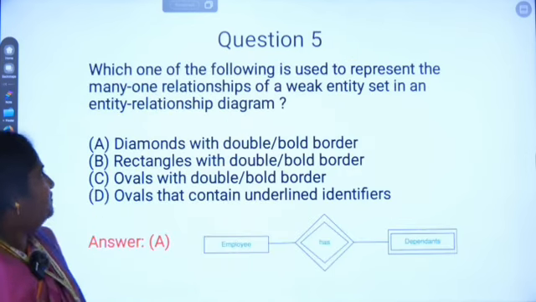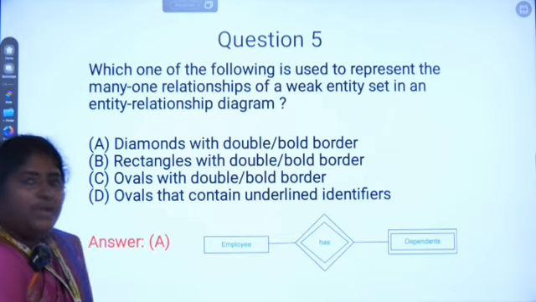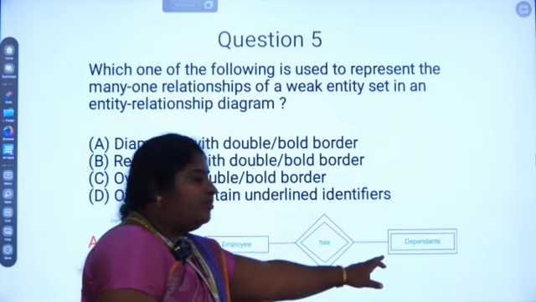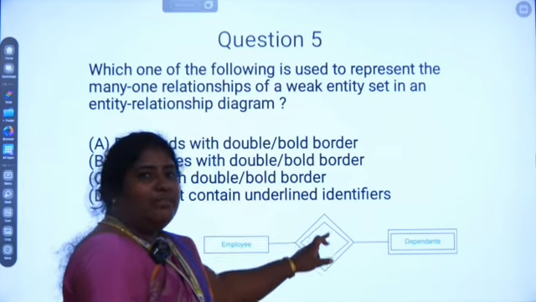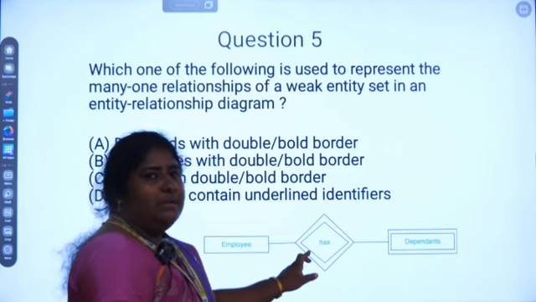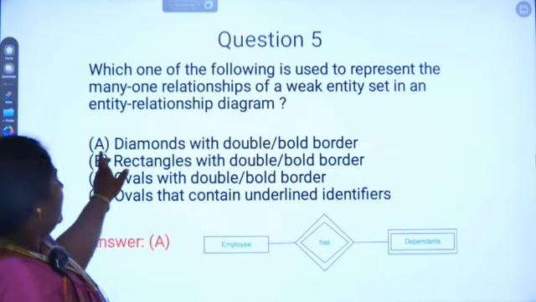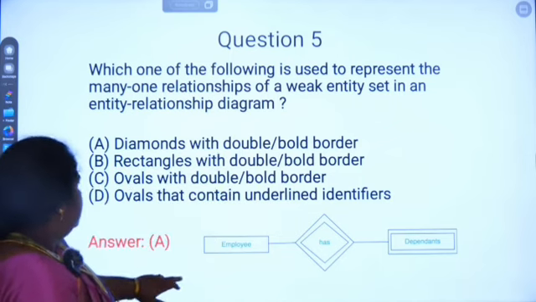So next, question 5. Which one of the following is used to represent a many to one relationship of a weak entity set? When we discuss a weak entity set, the relationship of a weak entity set will always be defined with the help of a double diamond, which is called a weak relationship. So the correct answer is option A, diamond with double or bold border.